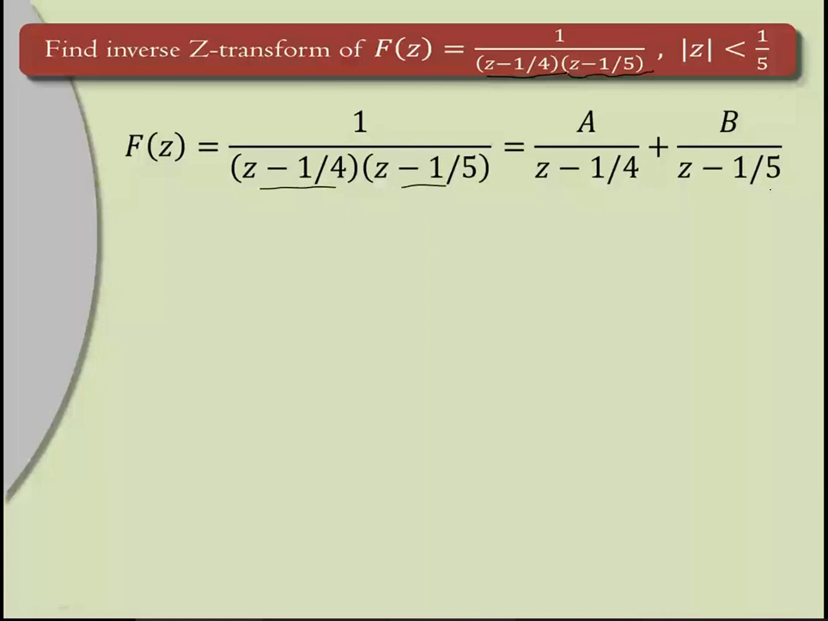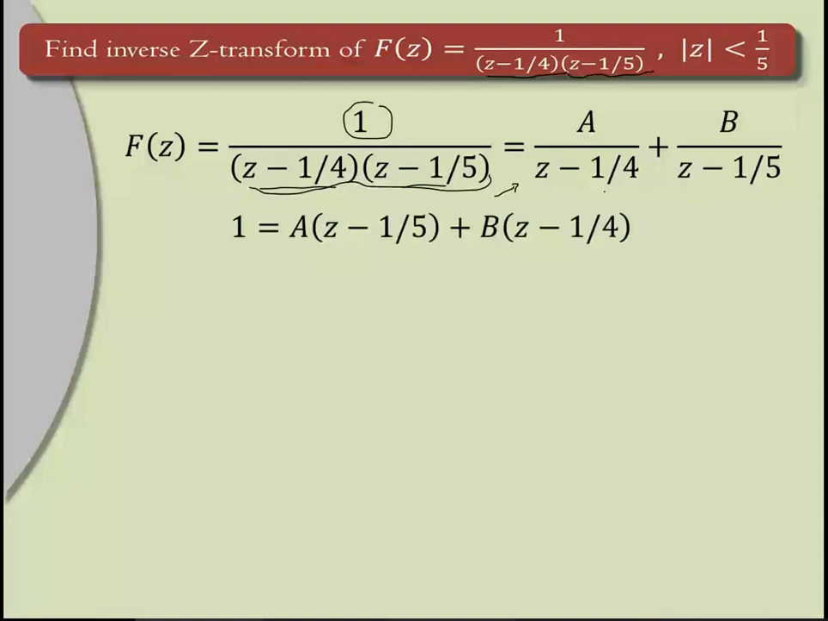Just separating them. Now, take all this to the other side. Do the cross multiplication. Z minus 1 by 4, z minus 1 by 4 get cancelled. So 1 is equal to A into (z minus 1 by 5) plus B into (z minus 1 by 4), where z minus 1 by 5 gets cancelled. Now we want to find the values of A and B.